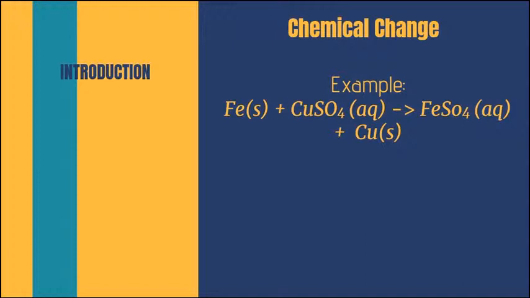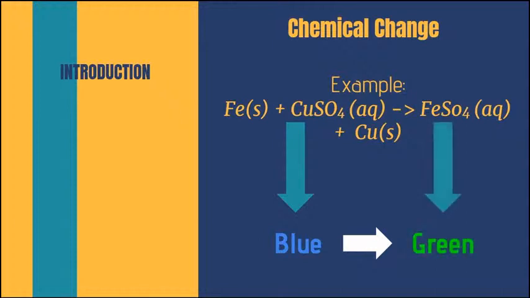Here Fe stands for iron and CuSO4 stands for copper sulfate. After reacting, we got two new substances, that is ferrous sulfate and copper. Here also, as you can see, the substances were changed physically and chemically. And we have also seen the color change here. That is, this solution before, Fe plus CuSO4, was blue. But after the reaction, if you observe, it has turned into a green solution.